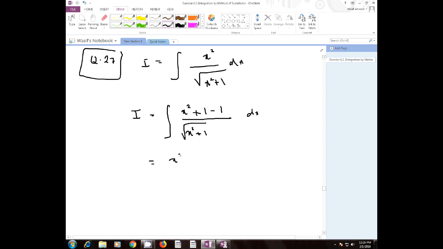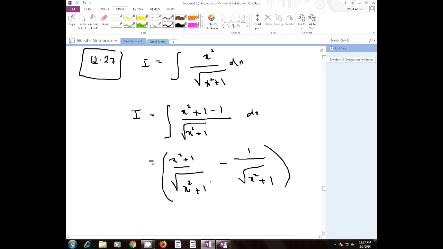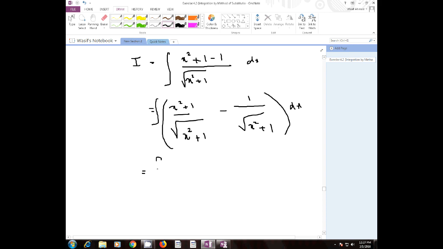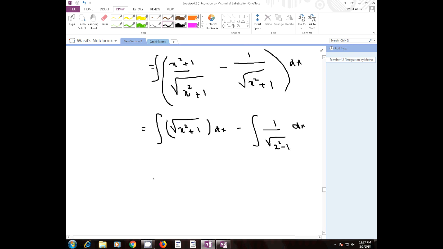Why is it done? Because we can write it like x square plus 1 divided by square root x square plus 1. We have just separated the numerator terms. So this was the benefit of adding and subtracting 1, that we get the integral of square root x square plus 1, minus the integral of 1 divided by square root x square plus 1. So we have separated two integrals that are simpler than the given integral.